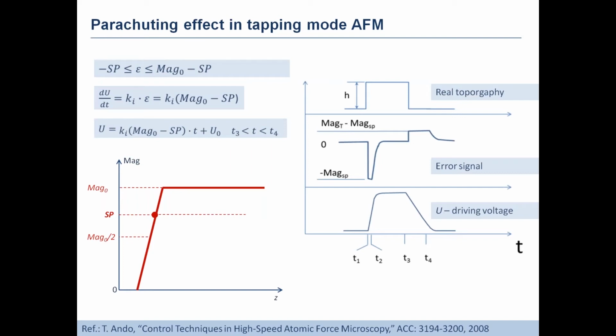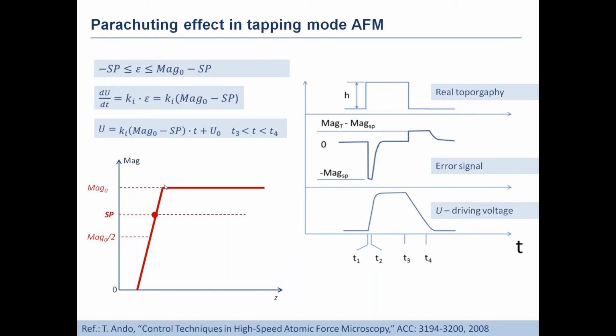the AFM results. The dependence of the amplitude of the cantilever oscillations on the distance between the cantilever and the sample theoretically has the way that is shown in the down left part of this slide. When we are far away from the sample, the amplitude signal that we call the Mag signal is equal to Mag 0 that corresponds to the amplitude of the free cantilever oscillations. When the cantilever starts to interact with the sample, the amplitude almost linearly decreases down to zero.